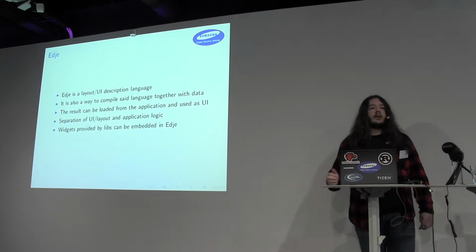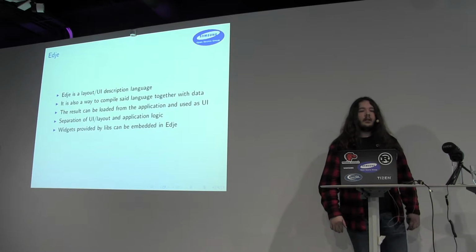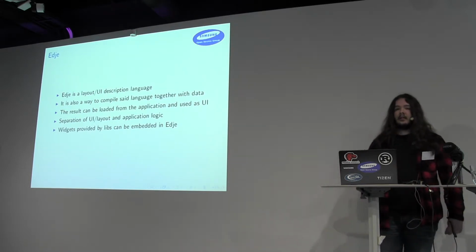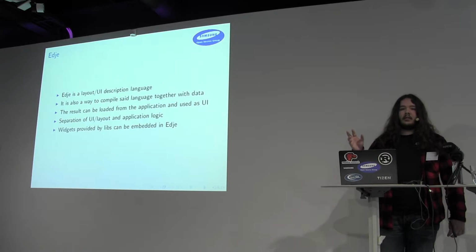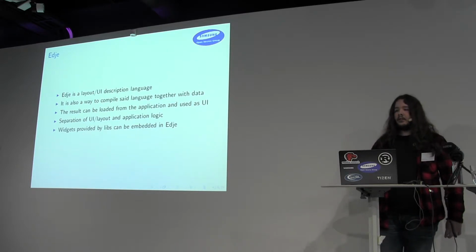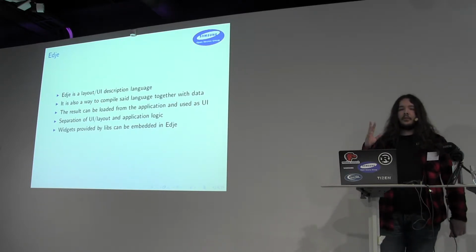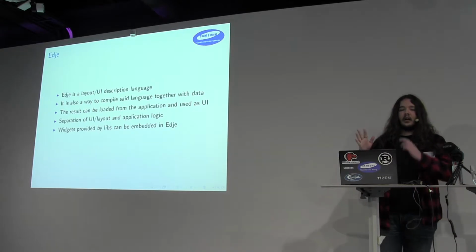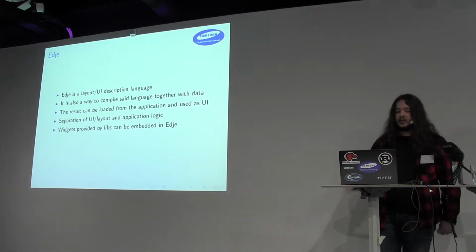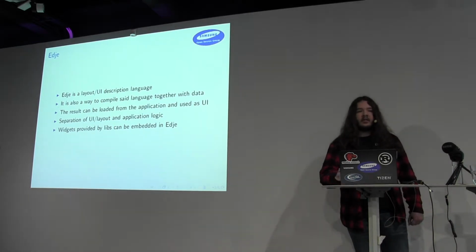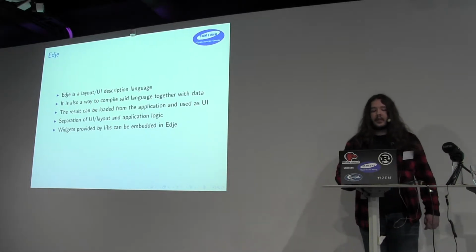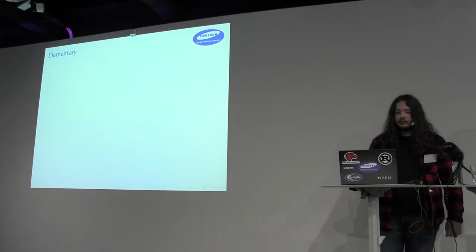Widgets provided by libraries such as Elementary or the video widget provided by the Emotion library can be embedded in Edje using special elements called swallows. Basically, you can declare these in your Edje layout and then inject widgets from C, like any Evas object, doesn't have to be a widget, into these elements, and that way combine Edje style layouting and classic style widgets.